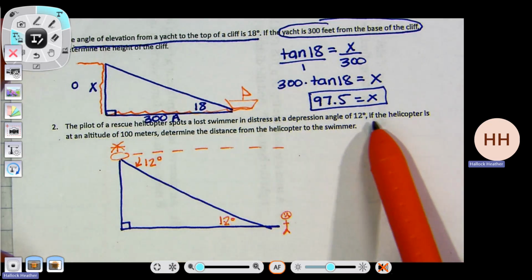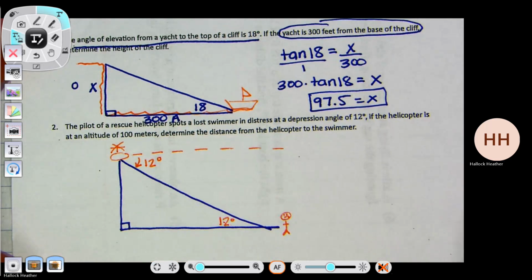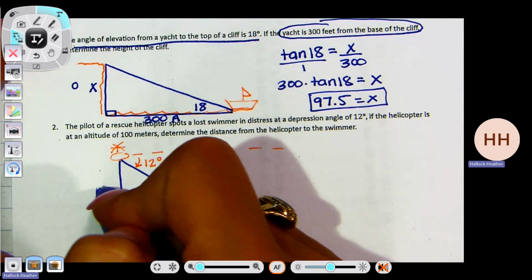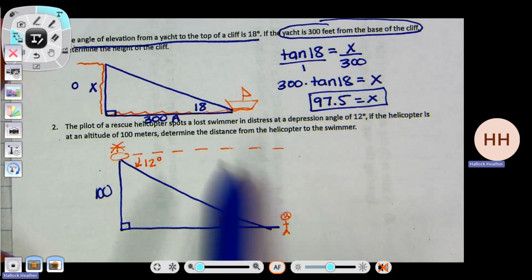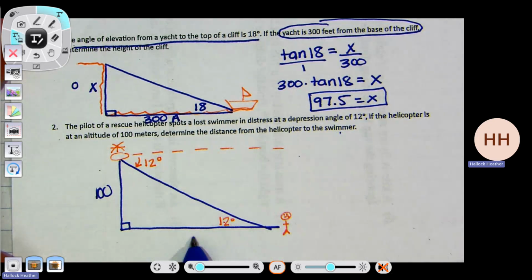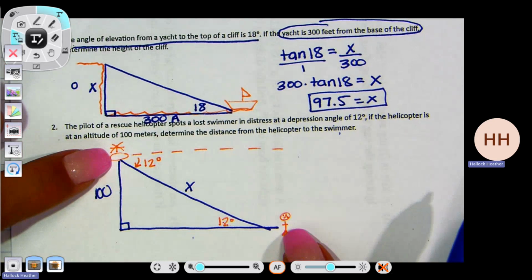So, if the helicopter is at an altitude of 100, where's 100 going to go? This side? This side? Yeah, because it's the altitude, which is the height. So 100 goes there. We need to determine the distance from the helicopter to the swimmer. So am I putting X at the bottom or on the hypotenuse? Hypotenuse, because I want to know the distance between the helicopter and the person who's drowning.